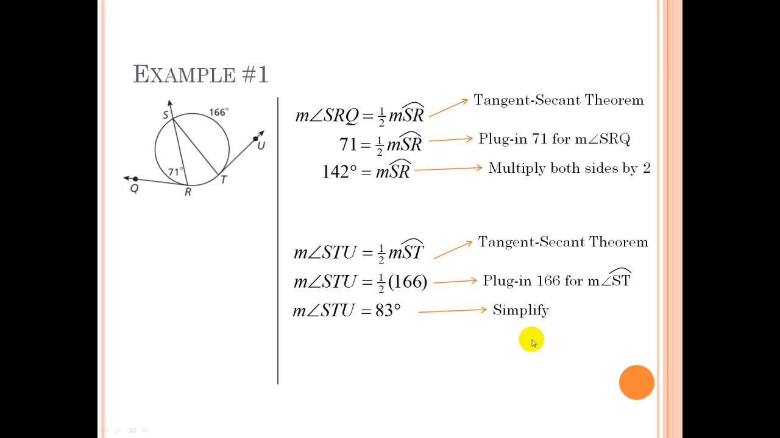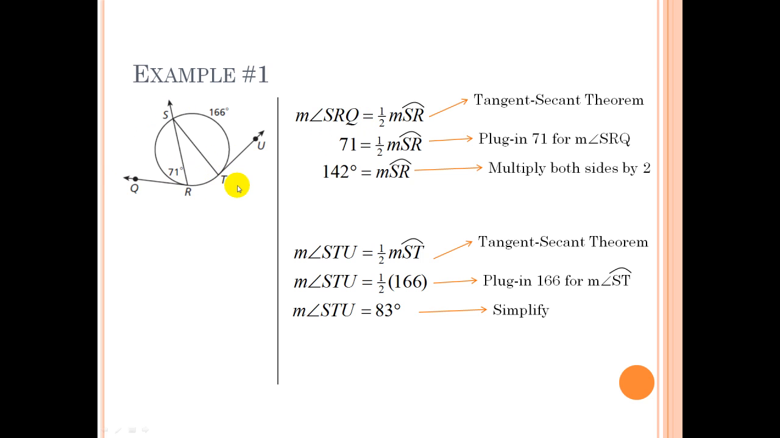So let's do a couple of examples. The first one we're going to do is from that first theorem, that tangent-secant theorem. And you can see we have a couple of tangent-secant intersections going on. We have angle SRQ right here, which is 71 degrees, and angle STU right here, which we don't know. So let's deal with the SRQ first.